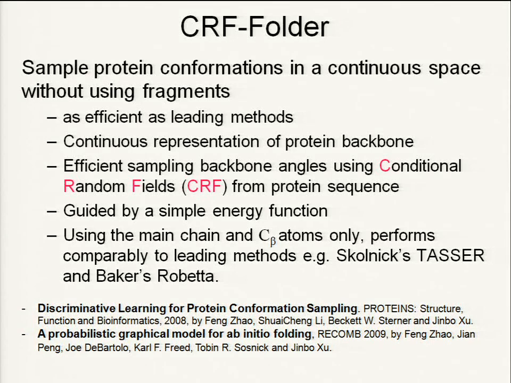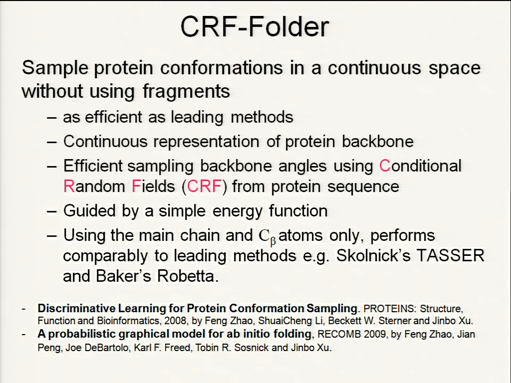CRFfolder samples protein conformations in a continuous space without using any fragments. Currently, it's as efficient as those leading methods we mentioned. CRFfolder efficiently samples backbone angles using conditional random fields from the protein sequence. More detail about this work can be found in our papers from 2008 and 2009.